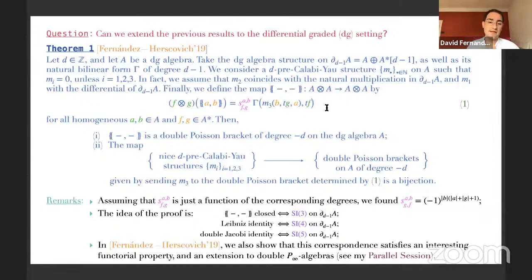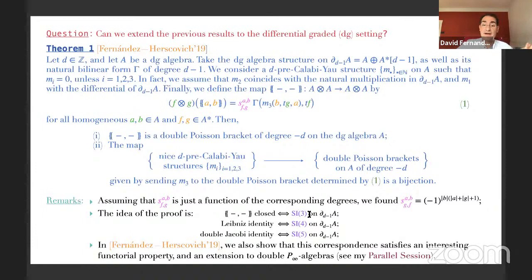Let me say that this is a sign and is explicitly given by this way. Signs in this story are important, but no, I'm not going to stress that. The idea of the proof is that the fact that the double Poisson bracket is closed is equivalent to the third Stasheff identity on this space.